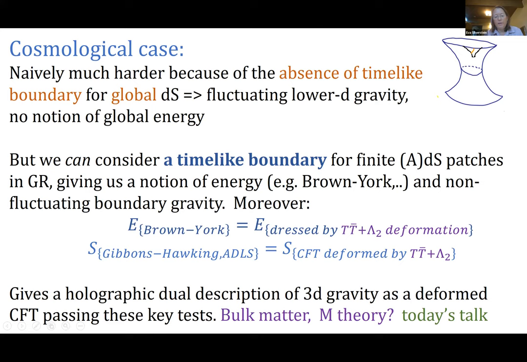And the benefit of that technically, aside from perhaps even being the generic case in some sense, is that if it makes sense to put a fixed boundary condition at such a boundary, that means gravity at the boundary is not fluctuating. There can be a net energy. It's this Brown-York energy.